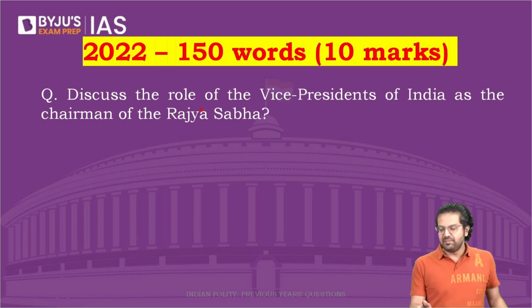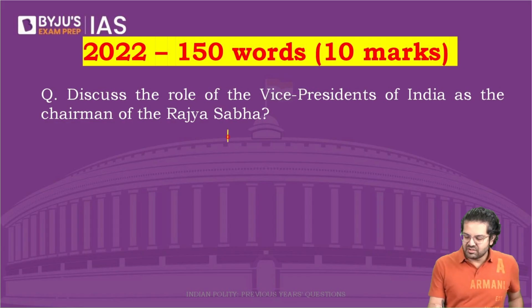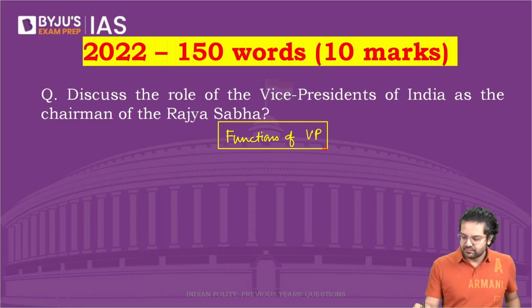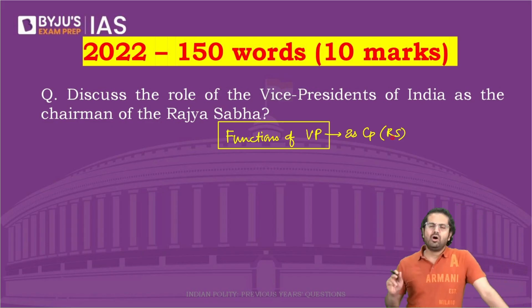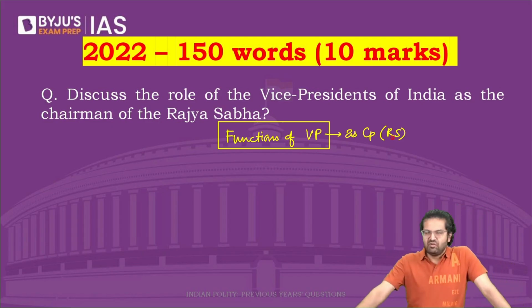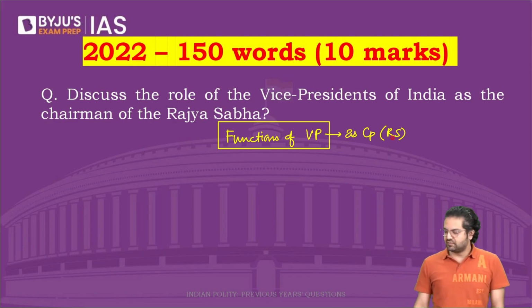Discuss the role of VP of India as the chairman of Rajya Sabha. So here you have to mention the functions of Vice President of India, but as chairperson in the Rajya Sabha. We saw this yesterday only. All the functions that we saw yesterday with the speaker, except two things. Which two things?